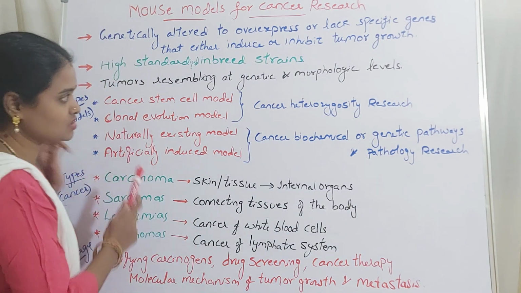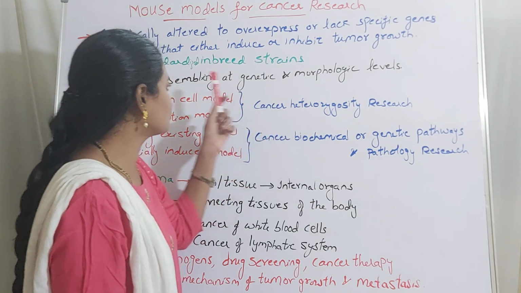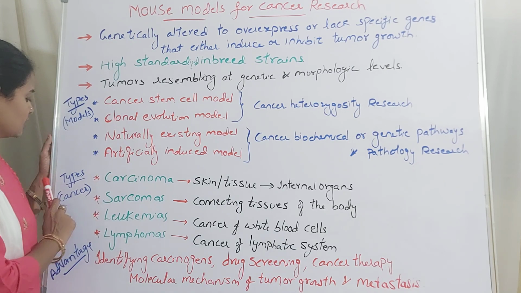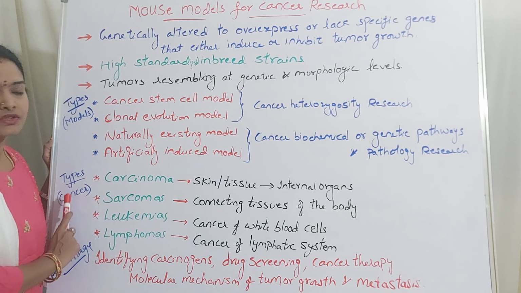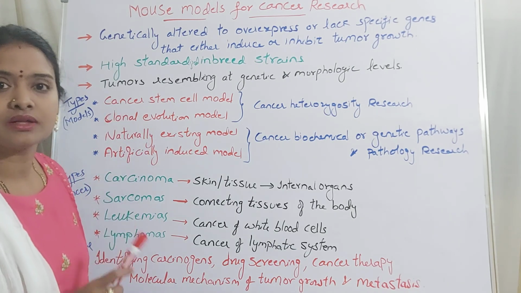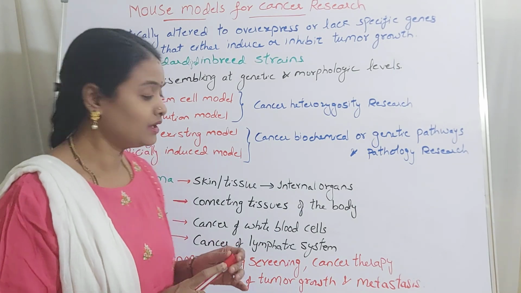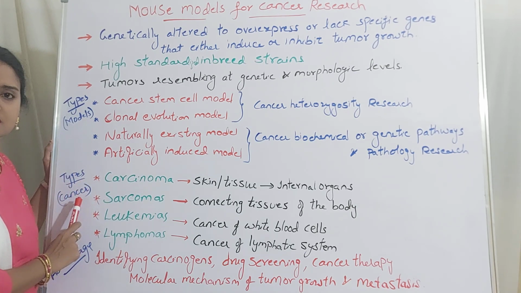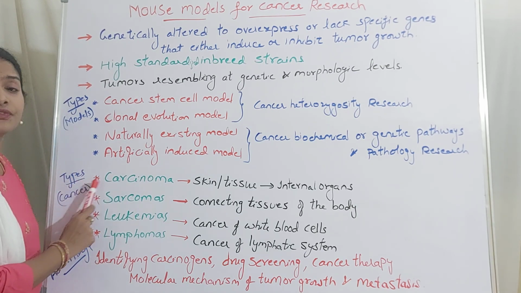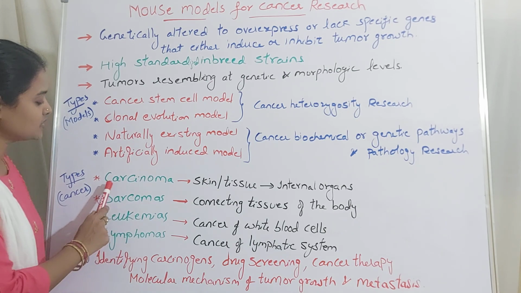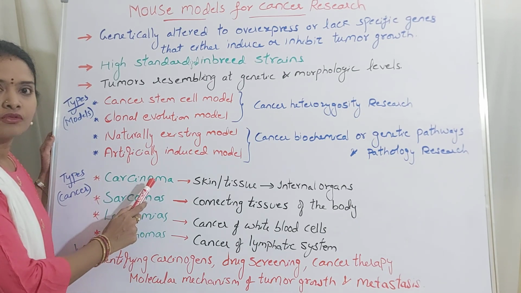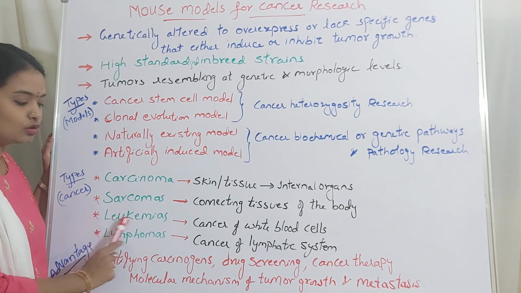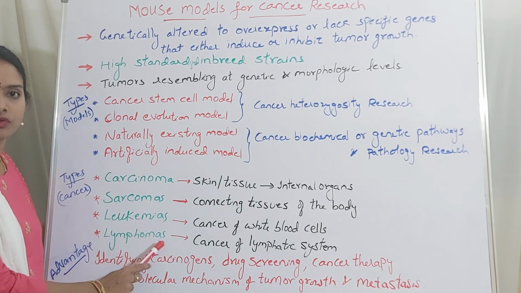Right? So based on the type of study, you are going to select the mouse model. Okay? Then coming to the types of cancer. We said all tumors are not cancerous cells, right? But the cancers are classified. If the tumor is a cancer, then the cancer is classified into 4 types. The first one is carcinoma, then the second one is sarcomas, third one leukemias, fourth one lymphomas, right?